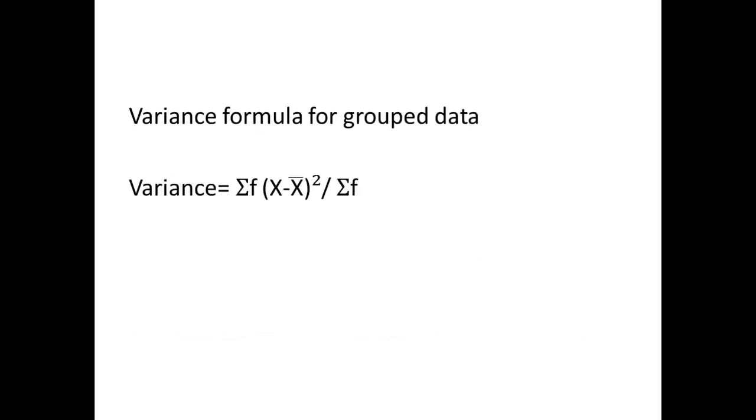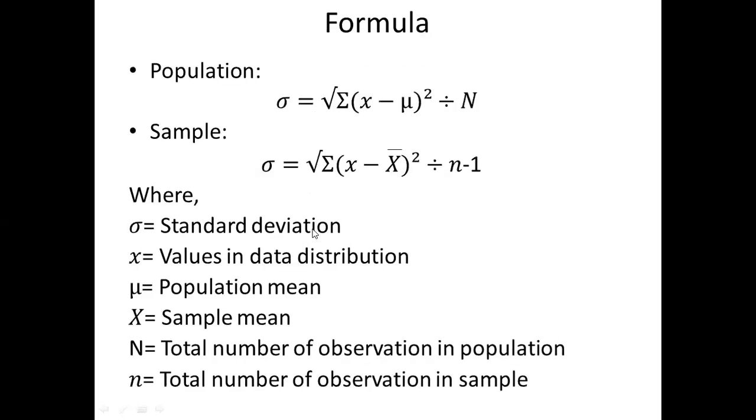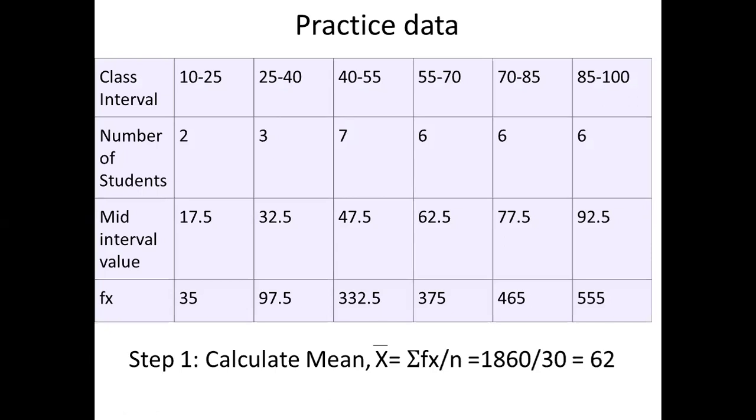Calculation of variance for grouped data will include finding the value of every score minus the mean score, squaring it, multiplying the square by the frequency, summing that, and dividing by the summation of the frequency. We'll get a better look into it using this data set. This is a practice data set.